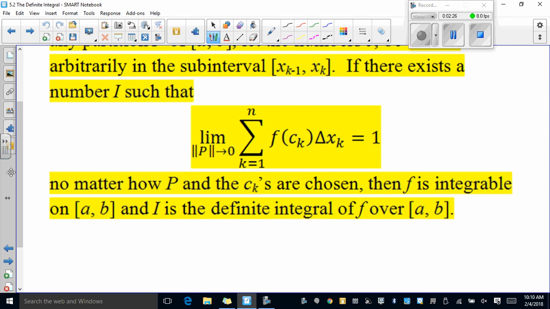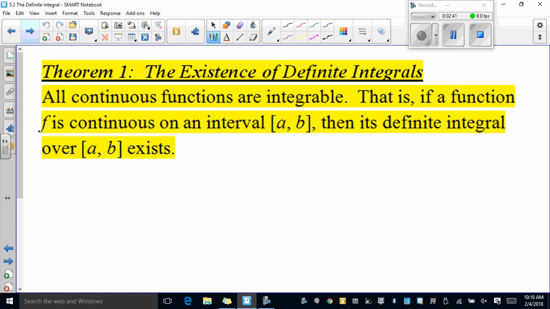So the very first theorem, the existence of definite integrals: all continuous functions are integrable. That is, if a function f is continuous on the closed interval from a to b, then its definite integral over a to b exists as well. Anyways, it goes back to your derivatives. Continuous does not mean differentiable, but differentiable does mean continuous. And so if it's differentiable, then it's integrable. So we can go backwards on it, and that allows us to use the inverse function. Integrals are the inverse function of derivatives.